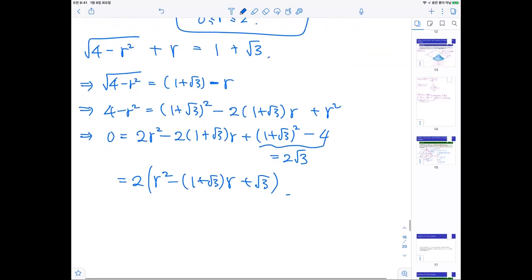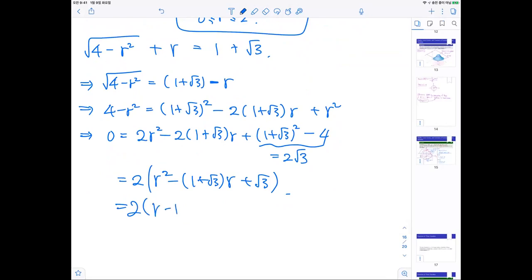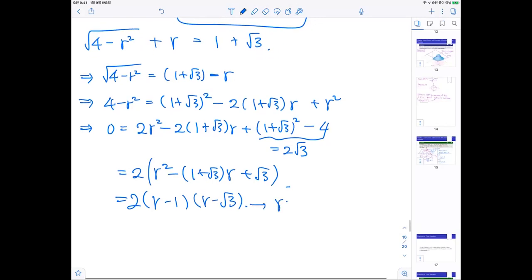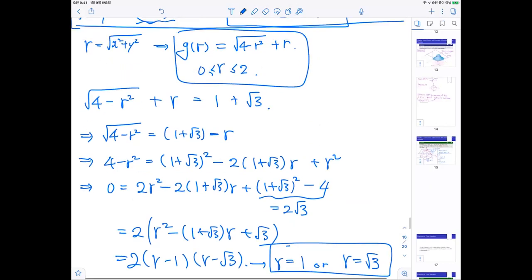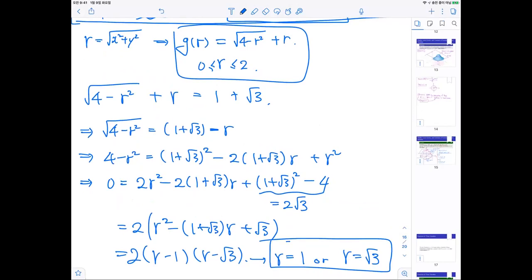And we can easily factorize this to get (r minus 1)(r minus square root of 3). So we get r equals 1 or r equals square root of 3. Since the domain of r is greater than or equal to 0 and less than or equal to 2, both 1 and square root of 3 are in the domain.